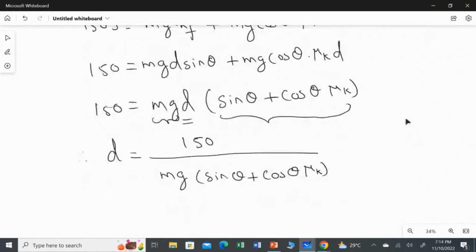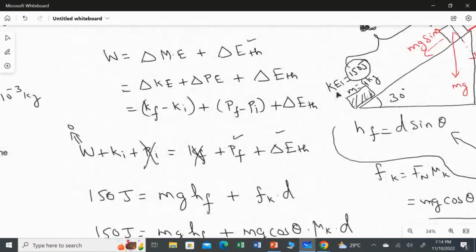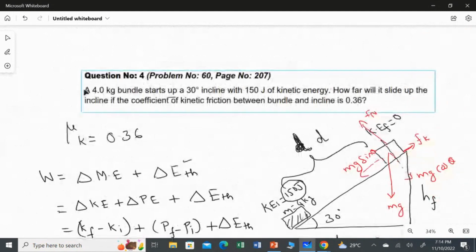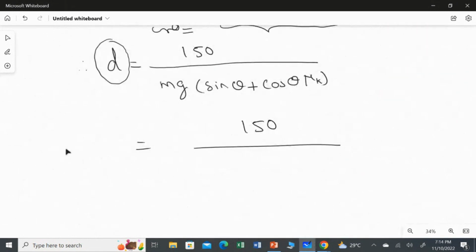Now I'm going to substitute the value. So once you substitute these values in this equation, we will get the answer for this question. Understand? So let's substitute one by one. So 150 joules divided by the mass of the block. What's the mass of the block? You have to go back to the question. So the mass of the block is exactly 4 kilogram and the angle is 30 degree, right? And the mu k value is 0.36, right? So we have to substitute the value in this equation. So we have all these values, am I right? So I'm going to substitute one by one.